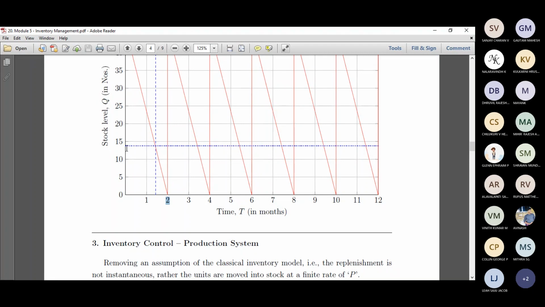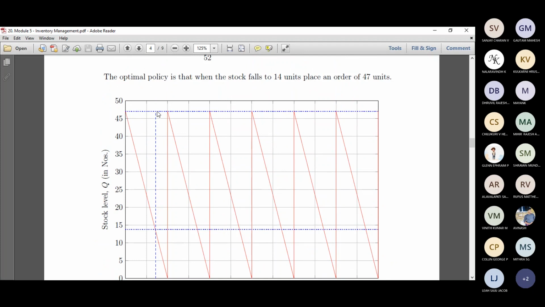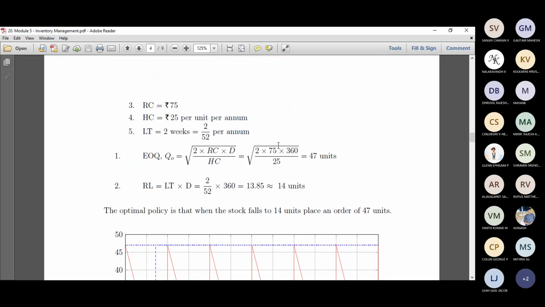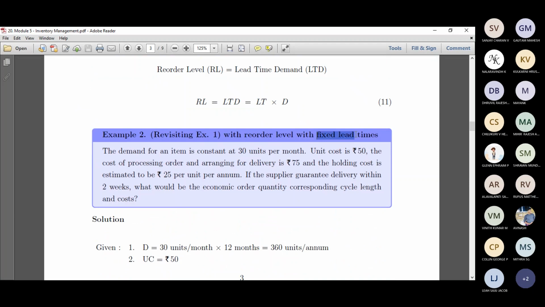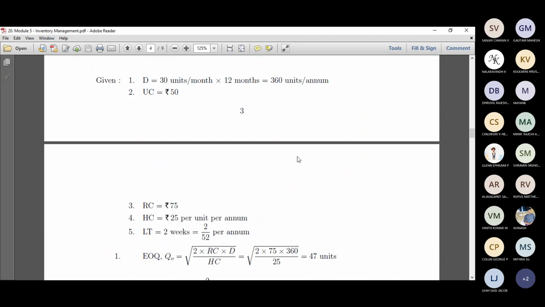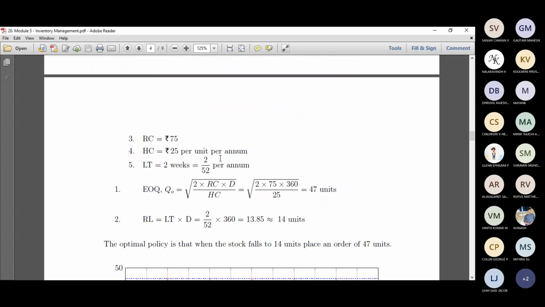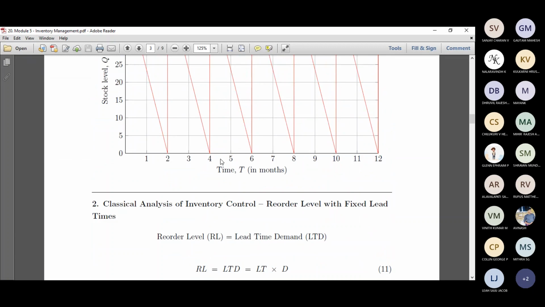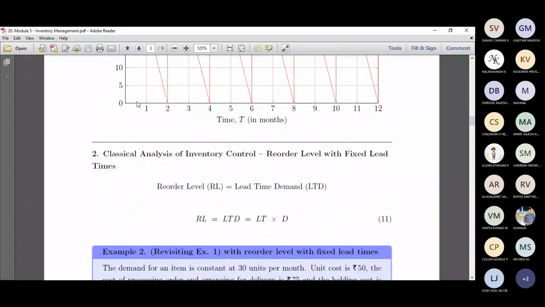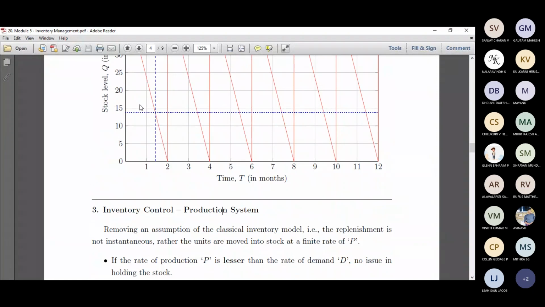So that's basically the reorder level, and this is the economic order quantity. This is a typical example of having a reorder level with fixed lead times. Then it's very important. It's called an inventory control or production system, right? So far we talked about consumption, like how a seller sells and what the implications are for the products and the rate of selling. But here it is production.